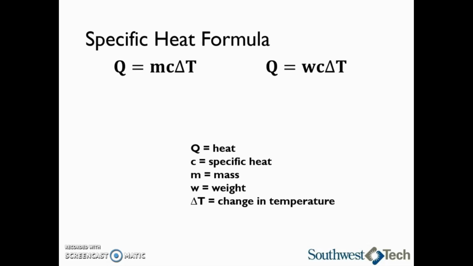If we are looking to calculate the specific heat in metric units, this would be C equals Q divided by M times delta T. But if we had English units, C equals Q divided by W times delta T. Make sure you use parentheses in the denominator in both of these equations to find the specific heat. Now we will look at a couple of examples calculating heat using different units.